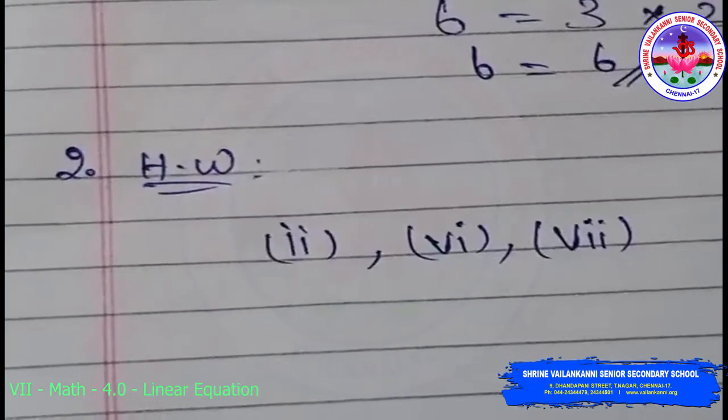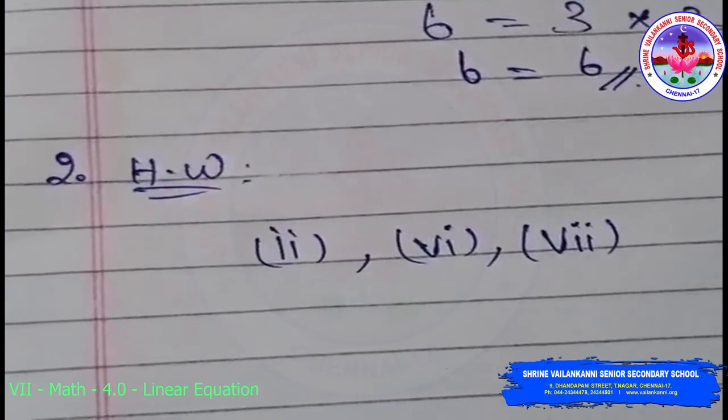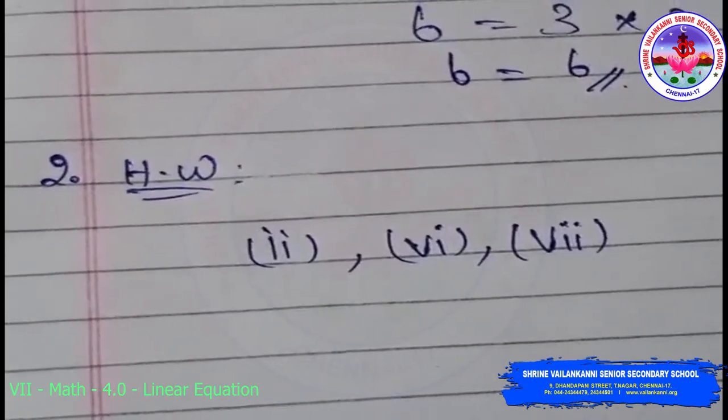Exercise 4.1, second question, homework sums: second Roman, sixth Roman and seventh Roman. These are the homework sums.